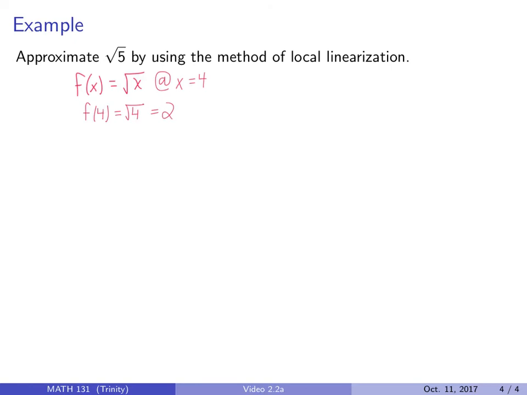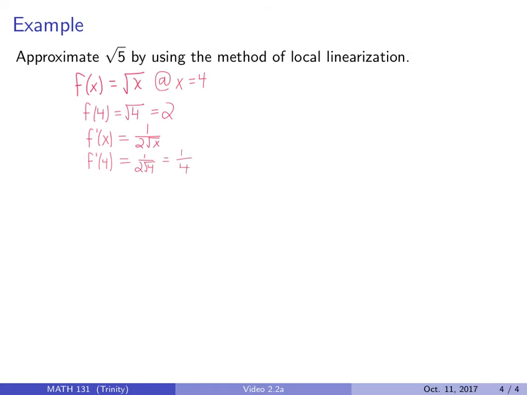Now to find the slope of the tangent line, I need to find the derivative at the point 4. You can use the definition of the derivative to find this. I'm not going to go through that here, but the derivative f prime of x is 1 over 2 times the square root of x. So f prime of 4 would be 1 over 2 times the square root of 4, which is 1 over 2 times 2, which is 1/4.